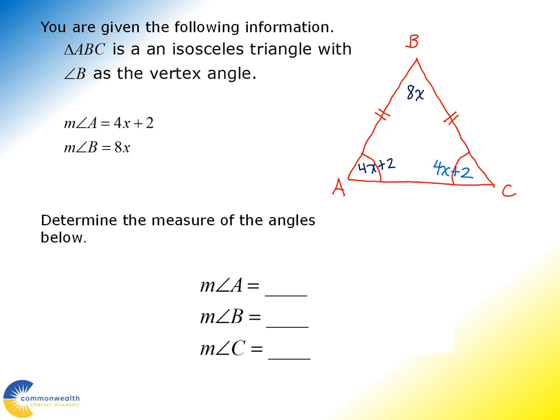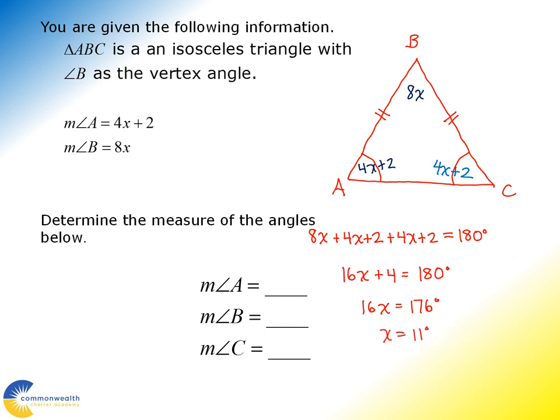Furthermore, I know that the three angles together should total 180 degrees. So if I add all three of those together, that equals 180 degrees, and that gives me the equation I need to solve for x and then ultimately find the measurements of these angles. I combine like terms to get 16x plus 4 equals 180, subtract 4 from both sides, and divide by 16 to figure out that x is 11.